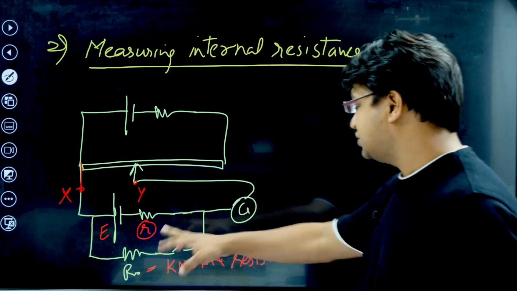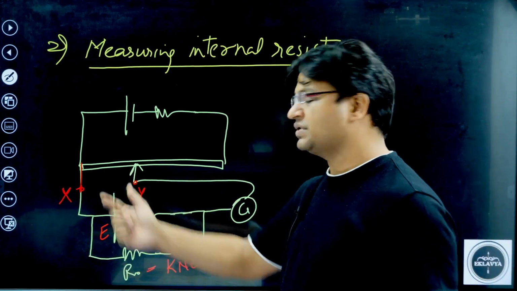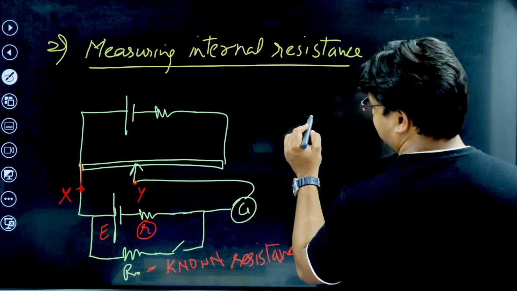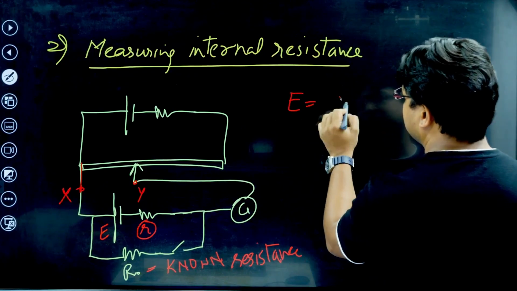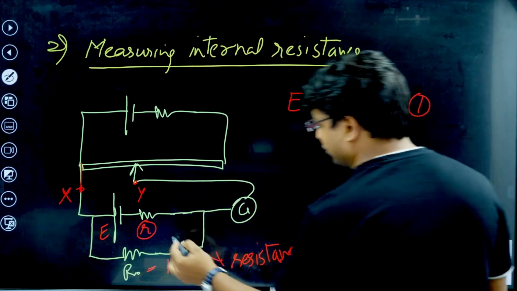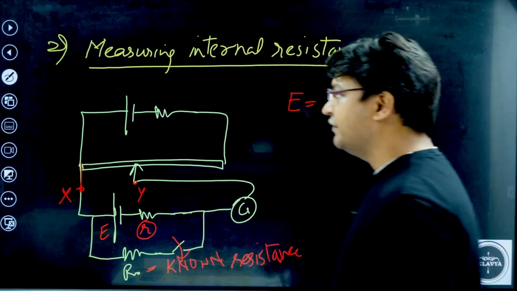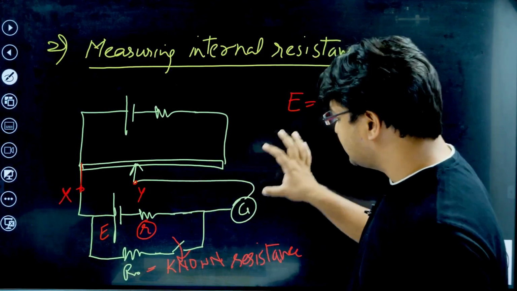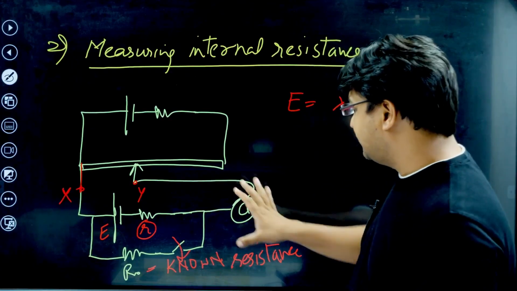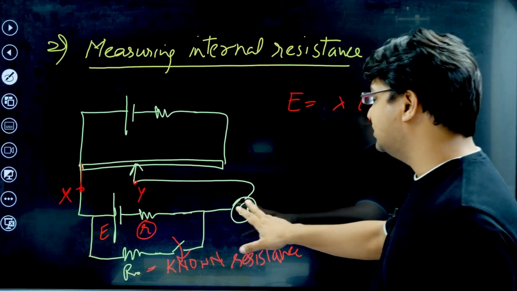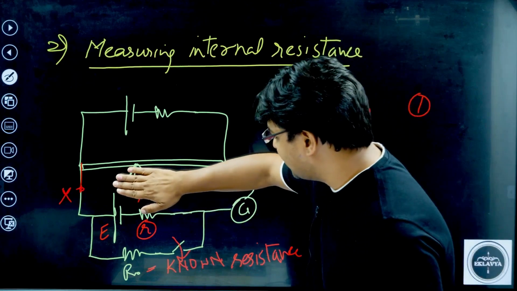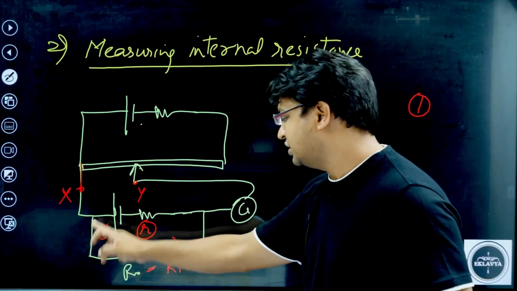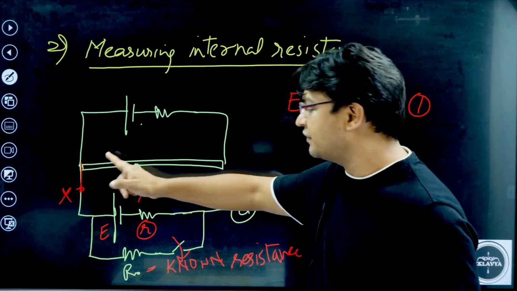When the switch is open, this resistance is useless and this EMF is getting balanced. Let's say initially the length is L1, so we write E equal to lambda L1. Then when we close this switch, this is important, everyone please pay attention. We keep sliding the jockey until we get zero deflection in the galvanometer. If there is zero deflection, there cannot be any current in this branch. Then the situation is like we have two independent single loop circuits connected via a wire.